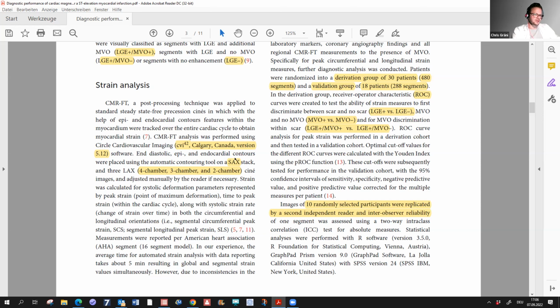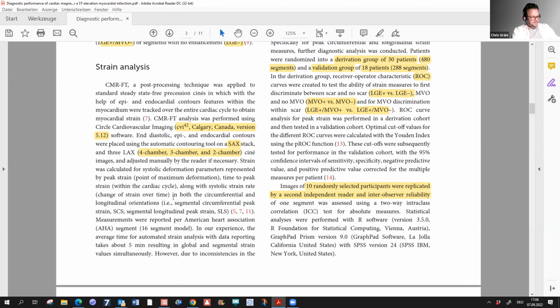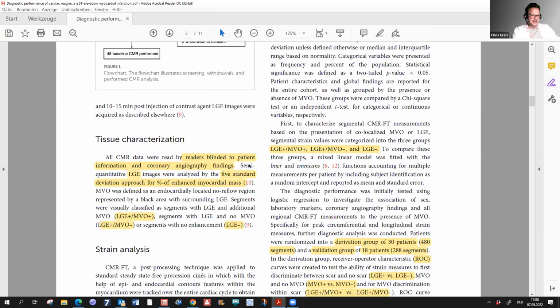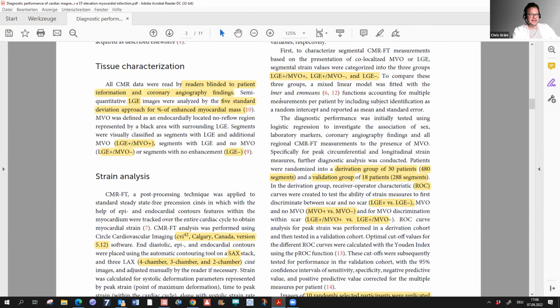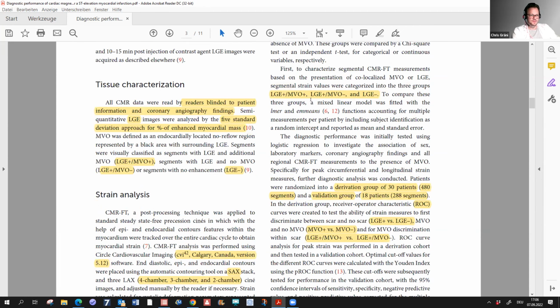And then we could depict the different strain values, for example, segmental circumferential peak, segmental longitudinal peak strain, compared also to the global strain. In these patients, then, maybe just shortly, statistical analysis. As I said before, we have these 3 groups: LG plus MVO plus, LG plus MVO minus, LG minus.